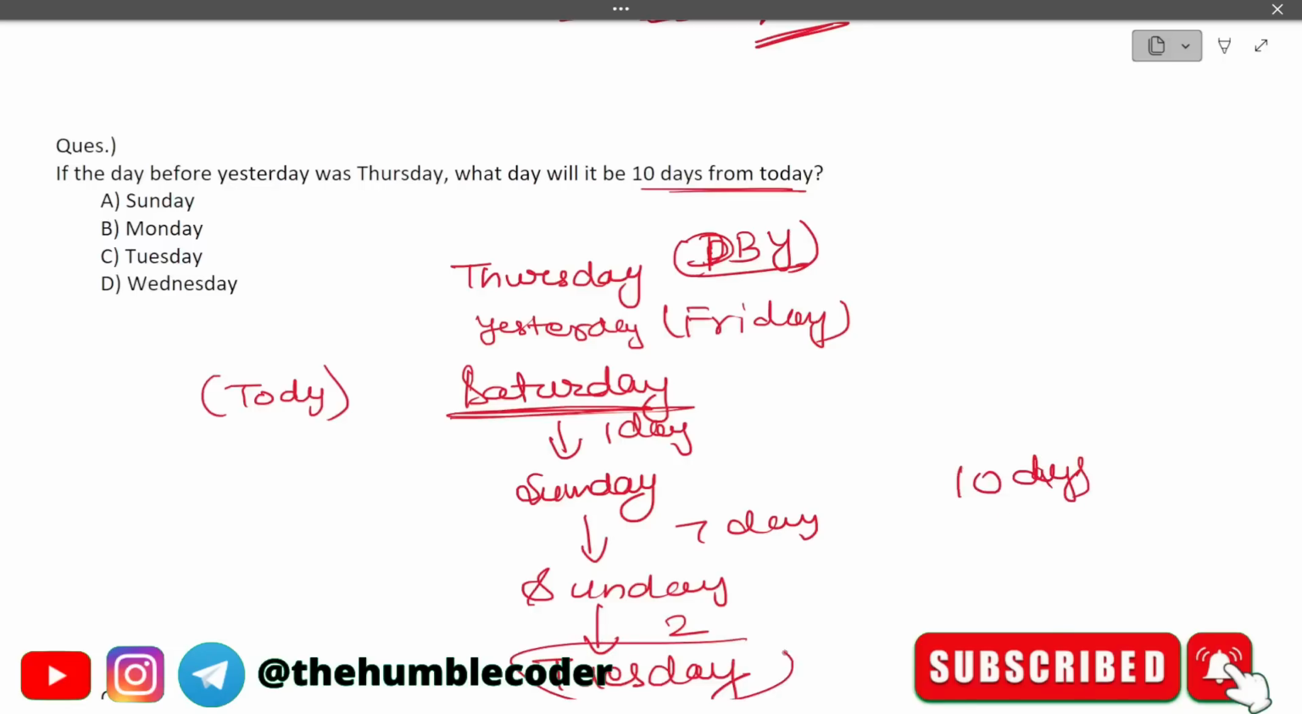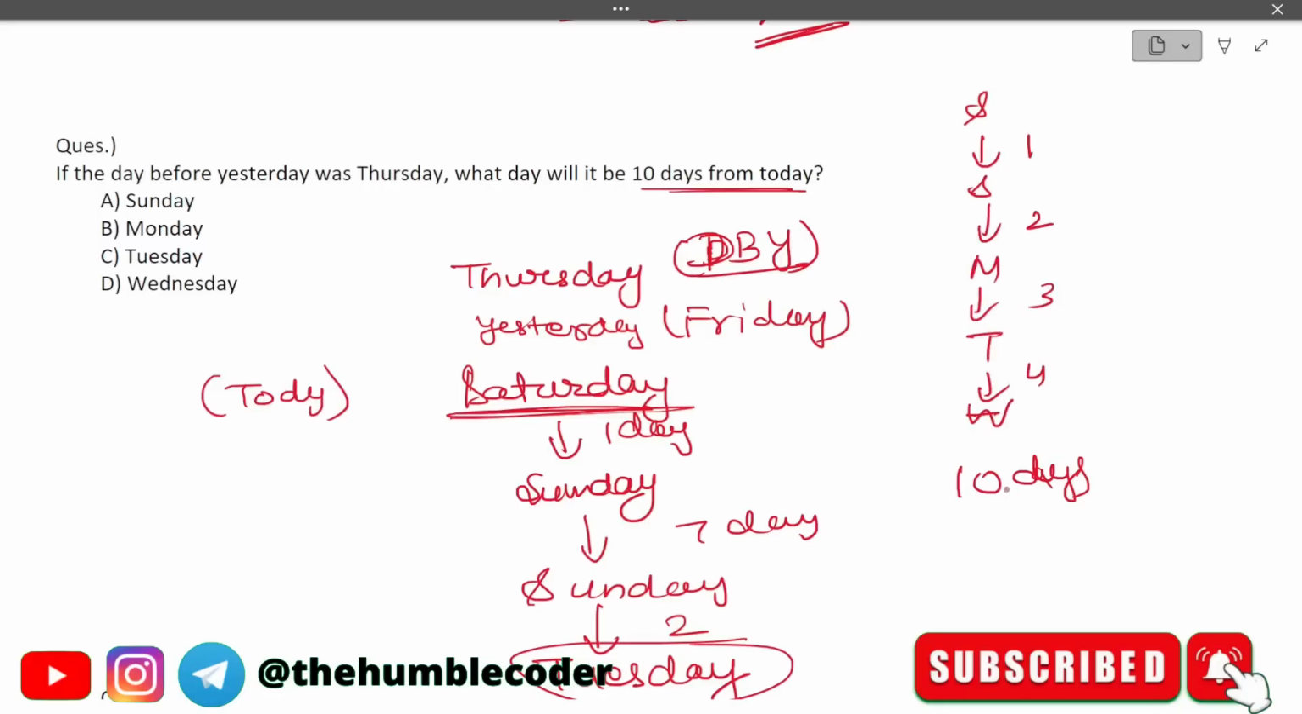Now guys, I would suggest, if you are not able to do it in this way, you can even do it day by day. For example, today is Saturday, so start counting like day 1 Sunday, day 2 Monday, day 3 Tuesday, day 4 Wednesday.